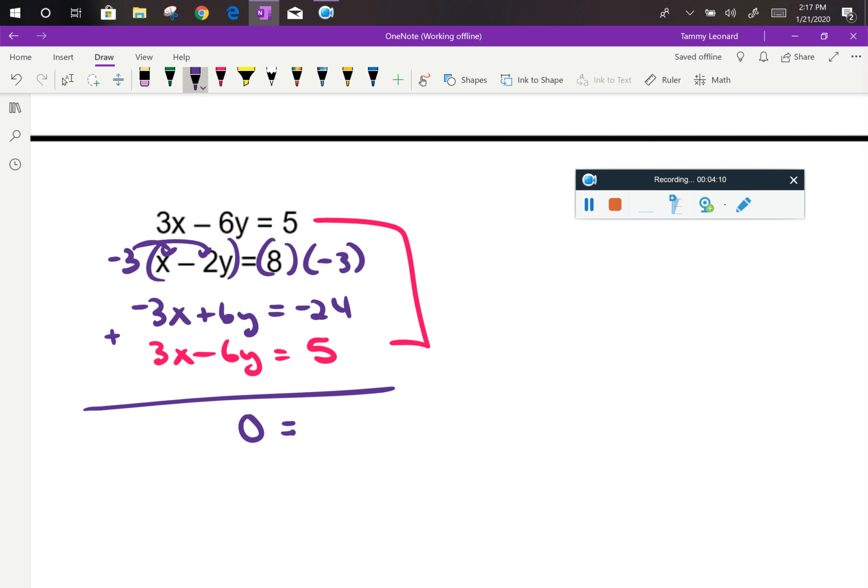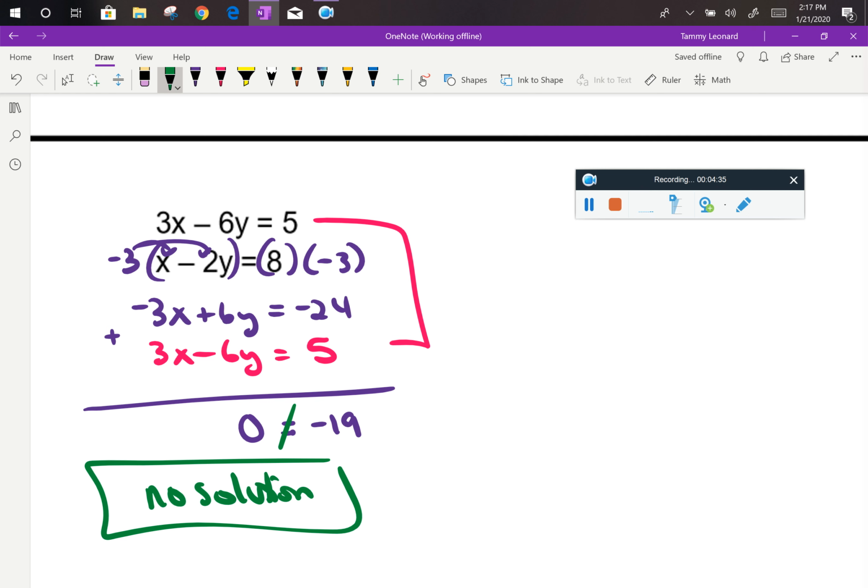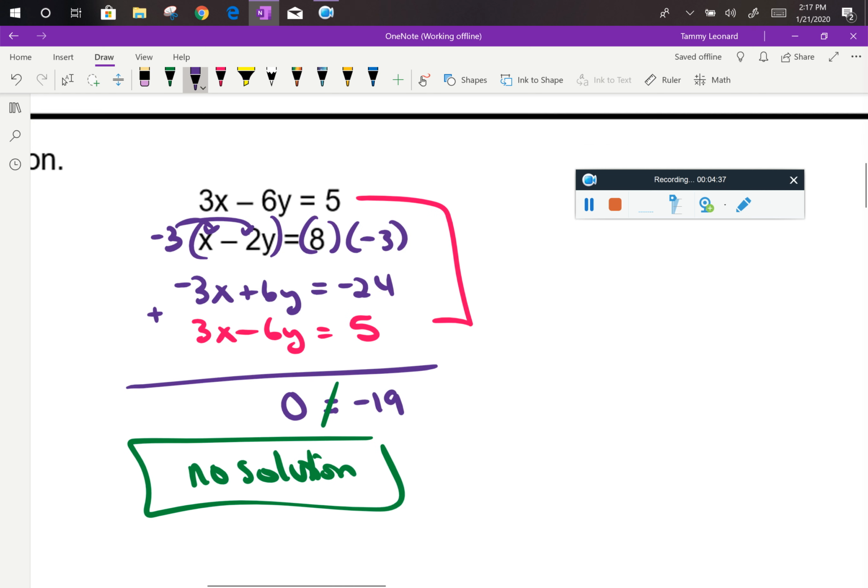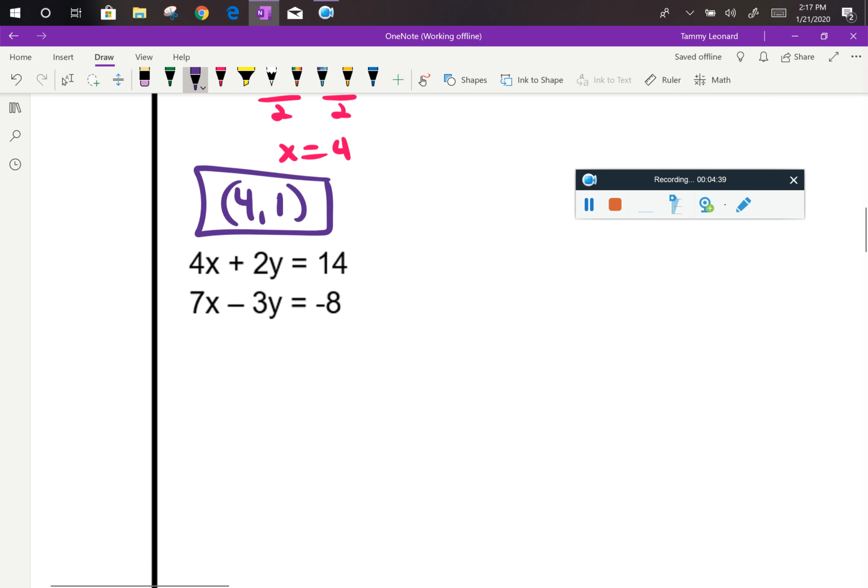On the right-hand side of the equation, we end up with a negative 19, and we're like, wait a minute, that's very strange, because 0 is not equal to negative 19. When we get a false statement like this, it means there's no way for these two lines to ever meet. There's no way to make both equations true at the same time. So there is no solution to this system of equations, and all of our work is done for this particular problem. Let's take a look at the next one in this section.